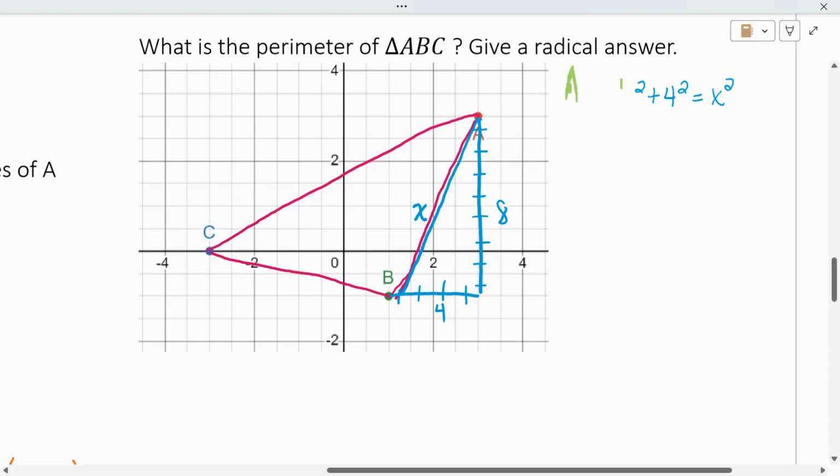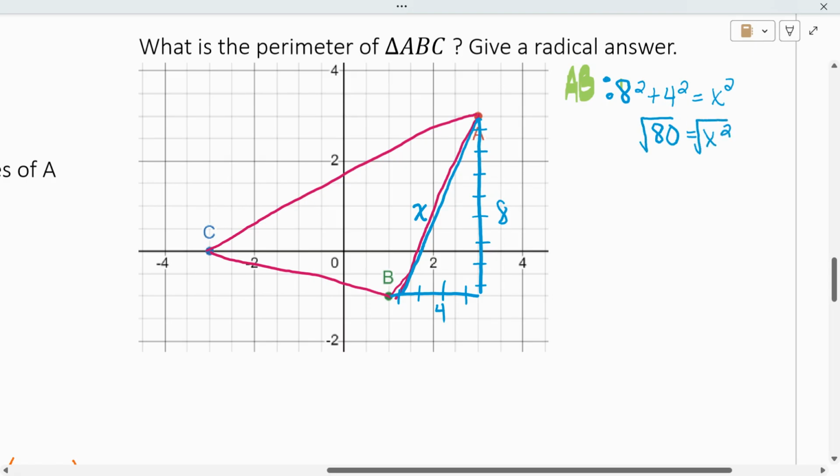So AB is... 8 squared plus 4 squared equals x squared. So what is 8 squared plus 4 squared? You can put it all into your calculator at one time. 8 squared plus 4 squared. It's 80. 80 equals x squared.